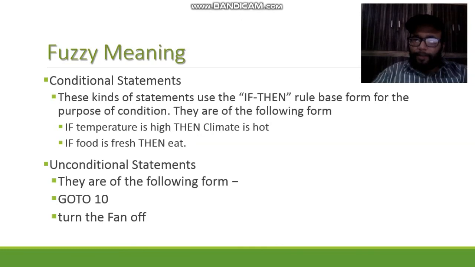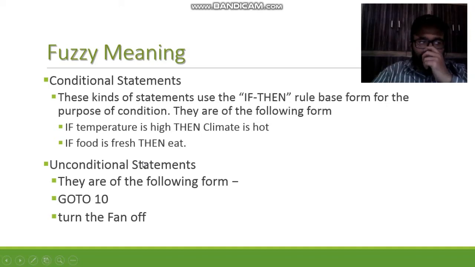Okay, now what does fuzzy mean? There can be the inference we are talking about, which could be conditional or unconditional. I am just giving an introduction to this. A better idea will be covered in the next lecture. Okay, what is conditional? These kinds of statements include if-then rules. What are if-then rules? If temperature is high, then climate is hot, meaning if there is a possibility of x, then y happens. If food is fresh, then eat.